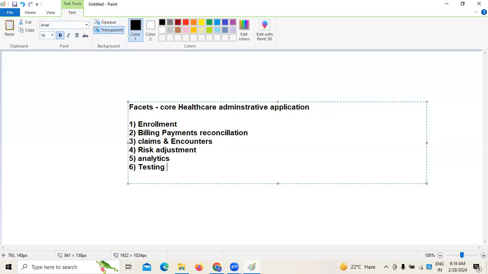So HIPAA 5010, EDI 834, for all that medical or dental or vision vendors. All these things come under the enrollment part.